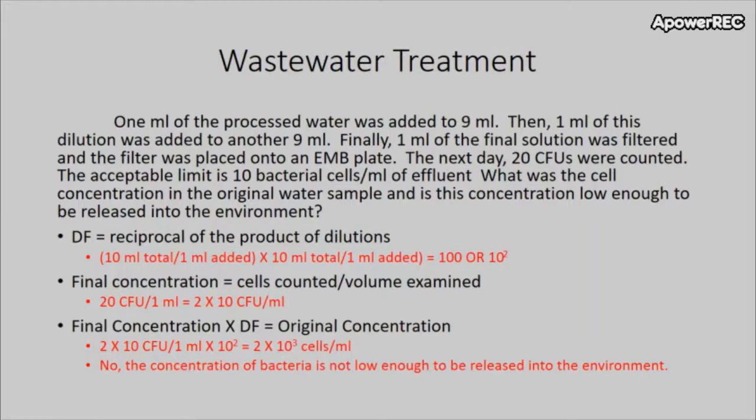Our dilution factor was 10 to the second, and so that's 2 times 10 to the third cells or CFUs per milliliter. And we wanted to make sure that we had less than 10 bacterial cells per milliliter. And this concentration is way too high. It's not low enough to be released into the environment, so this water needs to be further processed before releasing it.